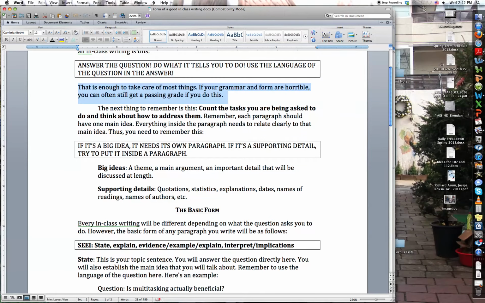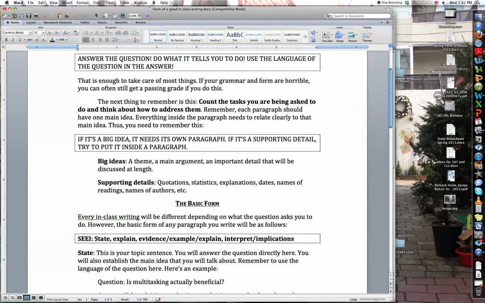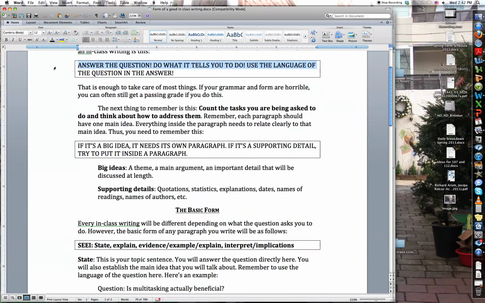If your grammar and form don't work very well, you can still get a passing grade if you make sure to do what the question asks you to do. Okay, when you're doing that though, here's the important thing to think about. You need to count the tasks you're being asked to do in the question, and you need to think about how to address them. Here's what that means.